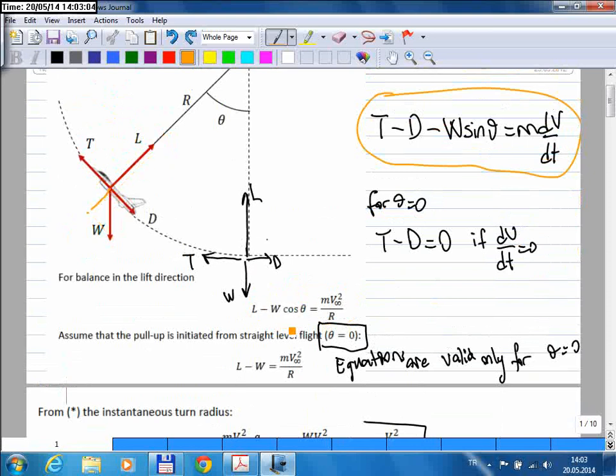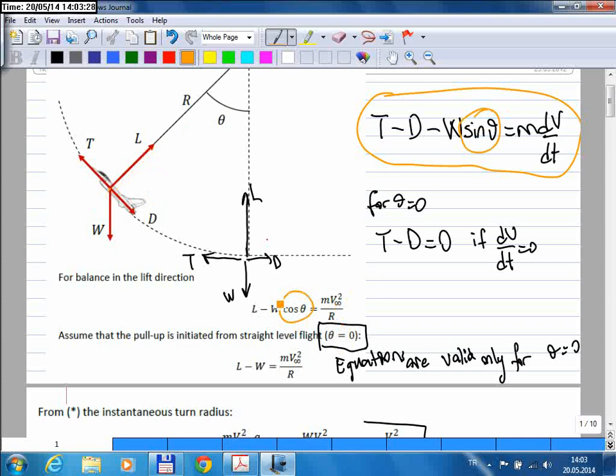And there should be an acceleration in this direction for the turning to take place. The centrifugal acceleration will be in this direction, and you write it as m times v squared over r. So you have these two equations. What makes this pull-up maneuver different than the level turn maneuver is these theta terms.